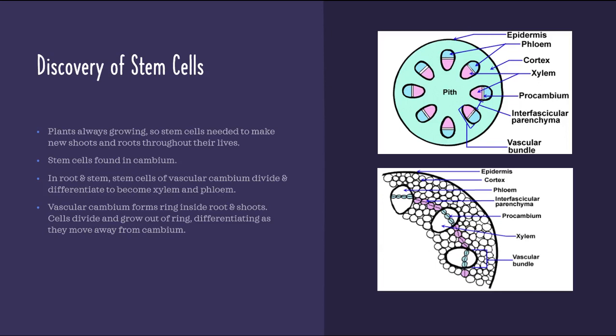As for the discovery of stem cells, they were originally discovered, as the name suggests, in the stems of plants. So plants are always growing, so stem cells are needed to make new shoots and roots throughout their lives. Stem cells are found in the cambium part of the plant. In the root and stem, cells of the vascular cambium divide and differentiate to become the xylem and the phloem. The vascular cambium forms rings inside the root and shoots. Cells divide and grow out of the ring, differentiating as they move away from the cambium.